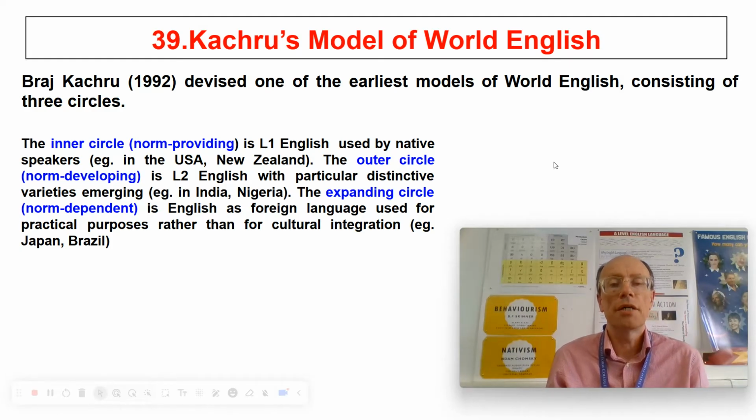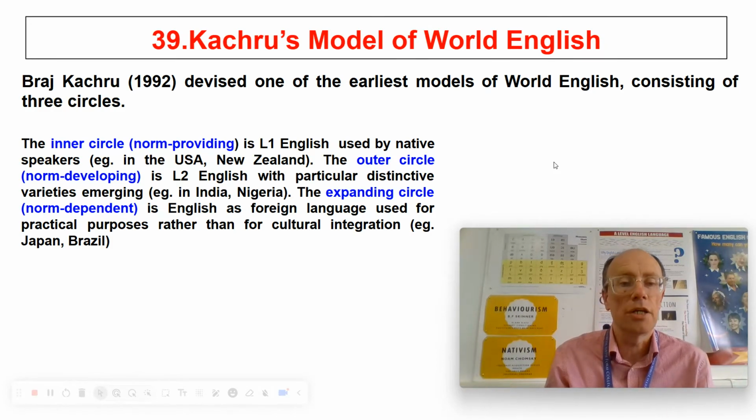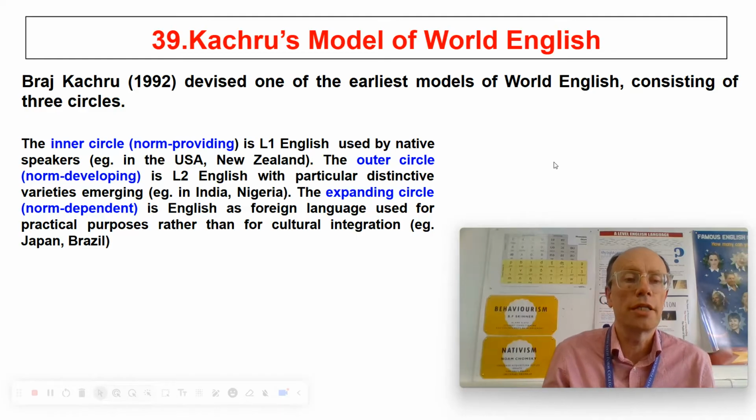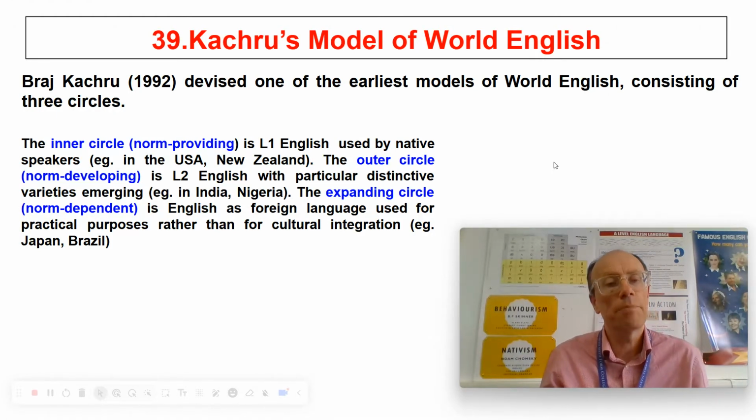But out of that, you've got the outer circle. Okay? These are L2 speakers of English. These have particular distinctive varieties which emerge. Let's say you're speaking English in India, you're going to be speaking Indian English. Or if you're in Nigeria, you're going to be speaking Nigerian English. These are norm developing. These are not people who are trying to speak British and American English but not very well. These are people who are developing their own varieties of English.